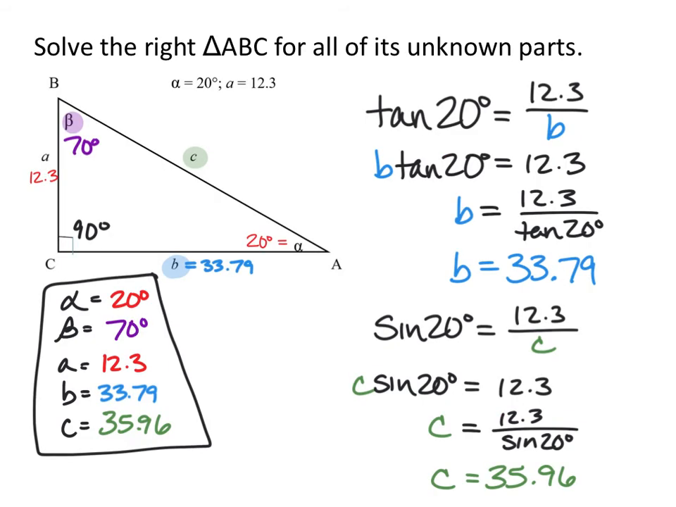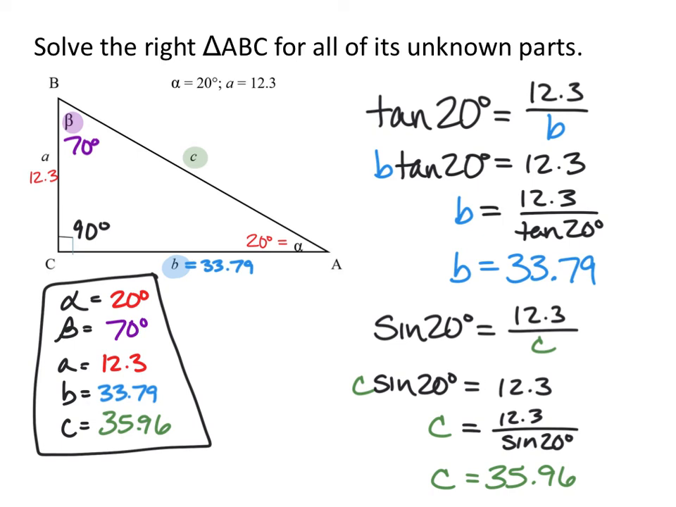But here's where it gets really fun. So when we started this problem, we were given this picture with a 90 degrees, angle beta, angle alpha, and sides A, B, and C. And we wanted to know all of the unknown parts. We were given 20 for alpha and 12.3 for side length A. And that's all the information I need to be able to find all of the measurements, because I have trigonometry relationships between all of the sides and one particular angle. So if I know an angle and a side, I've got the rest of them.